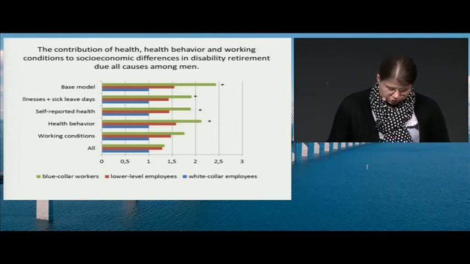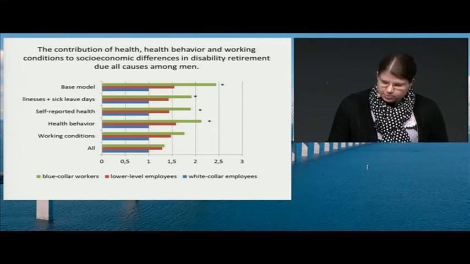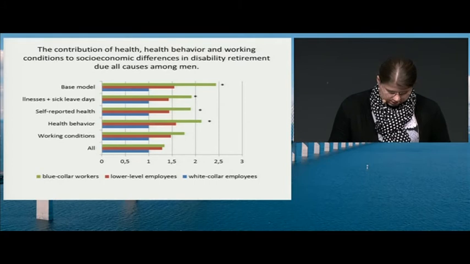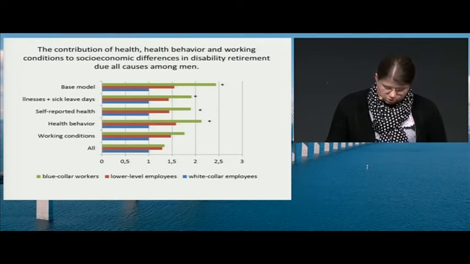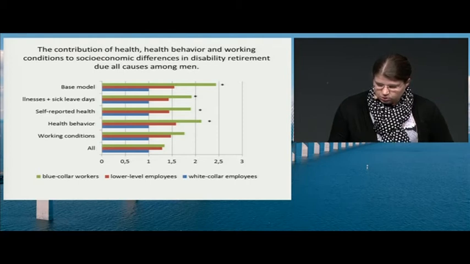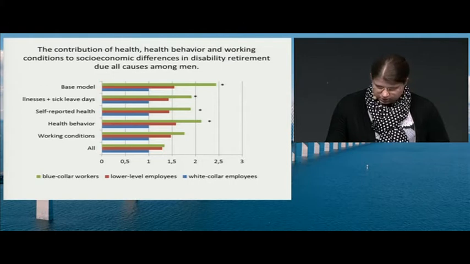And here we have the socioeconomic differences in disability retirement among men. The base model here represents the age-adjusted hazard ratio for disability retirement due to all causes. Here we see that blue-collar workers have almost 2.5 times higher risk of disability pension than white-collar employees. The second model also includes illnesses and sick leave days plus the base model. We see that then the risk is almost 2. The third model includes self-reported health and the base model. Then there is the model for health behavior and a model for working conditions. And then we have all these factors together.